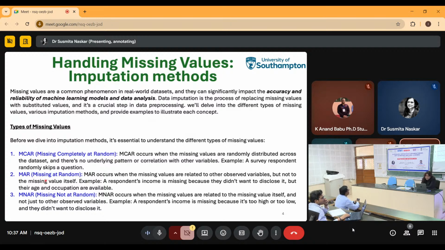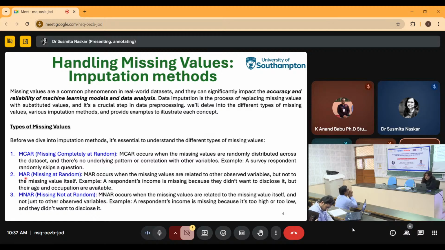The other one is missing at random, in short MAR. In MAR, the missingness relates to other observed variables, not the missing value itself. So it affects the data compared to the previous one, right? An example can be income is missing, but age or occupation are available and explain the missingness. The impact is that naive deletion can bias the result, so we try to use conditional or multivariate models, like regression imputation or methods that use the observed predictors.